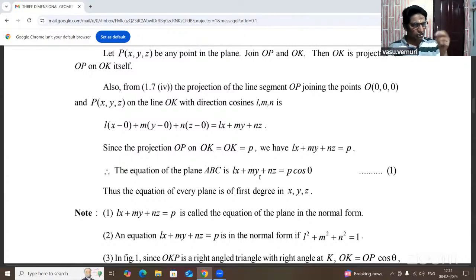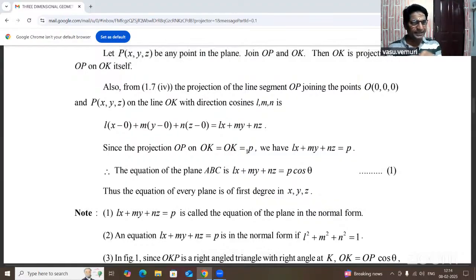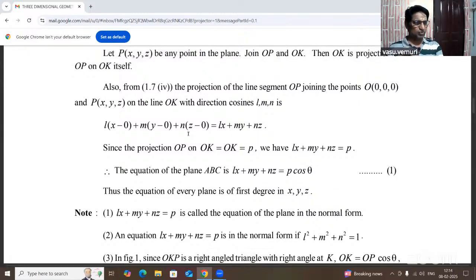According to the DC, to construct the plane: A(x minus x1) plus B(y minus y1) plus C(z minus z1). Here, replacing A, B, C by L, M, N, which are the direction cosines, and replacing x1, y1, z1 by the origin: L(x minus 0) plus M(y minus 0) plus N(z minus 0). Finally, we get Lx plus My plus Nz.